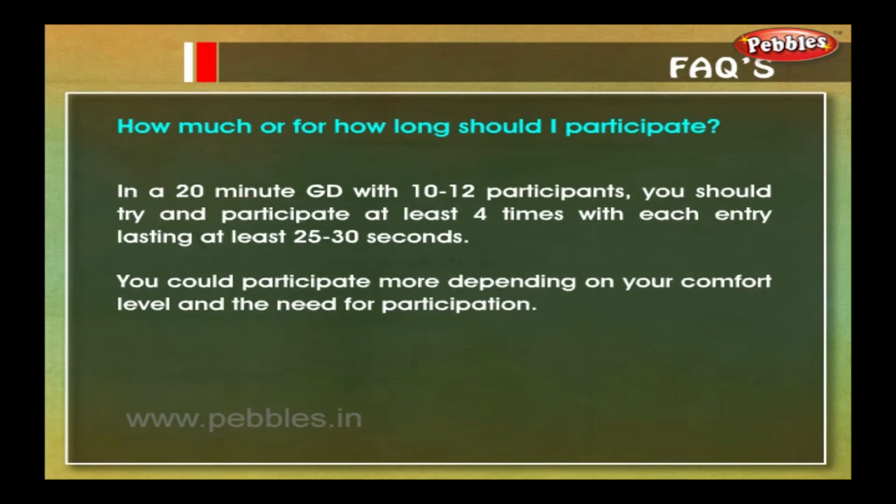How much or for how long should I participate? In a 20-minute GD with 10 to 12 participants, you should try and participate at least 4 times, with each entry lasting at least 25 to 30 seconds. You could participate more depending on your comfort level and the need for participation.